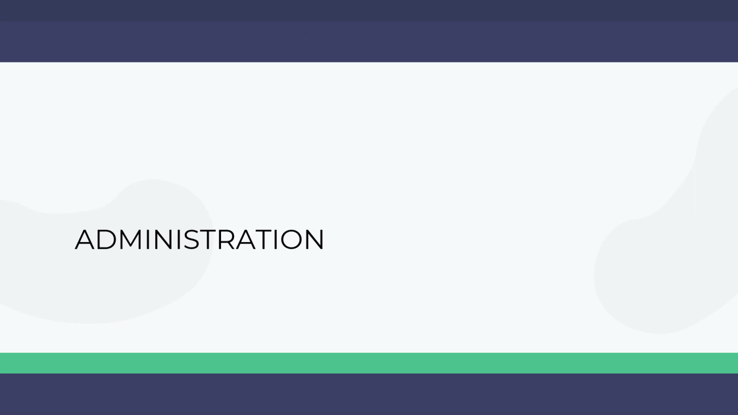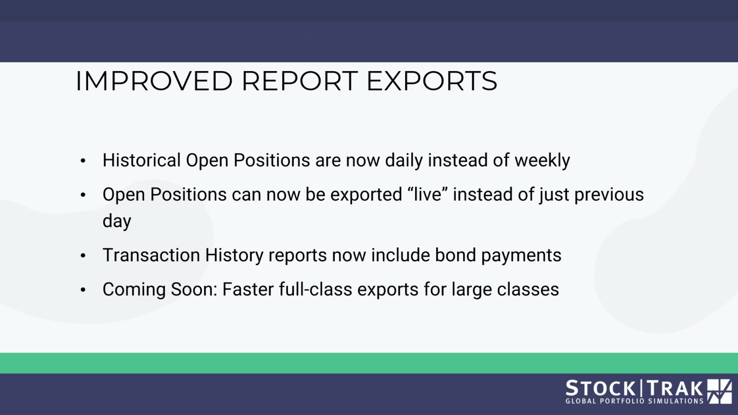Next up on the administration side, first and foremost is improved report exports. The professor reports are always a cornerstone of what makes StockTrak useful in classes. The key improvement that you're going to see this semester compared to before is that first, we have historical open positions daily. In previous iterations of StockTrak, we would snap your students' open positions every week and at the end of your class. The new version is every single day, so both you and your students can pull out the historical open positions as often as you like.